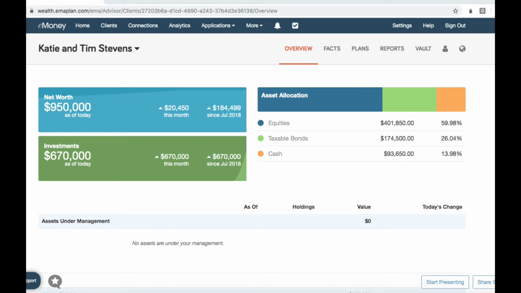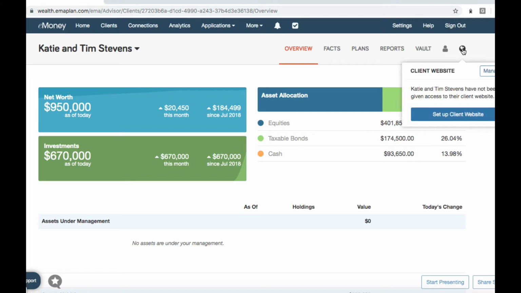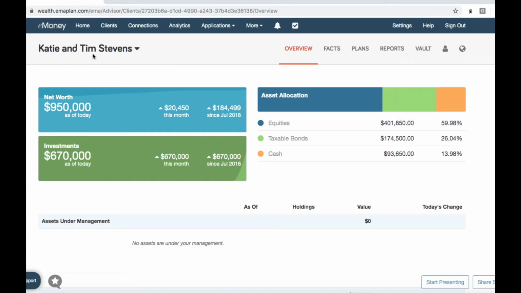And so I'm going to walk you through and show you how this aggregator looks and how it works. Now, this will be a little bit different view because you're looking at it from my standpoint. Up here, I can click on client website and I can see what you see. Katie and Tim Stevens are just a sample client. I don't know a Katie and Tim Stevens. This is just a complete sample, basically to show you how this works.